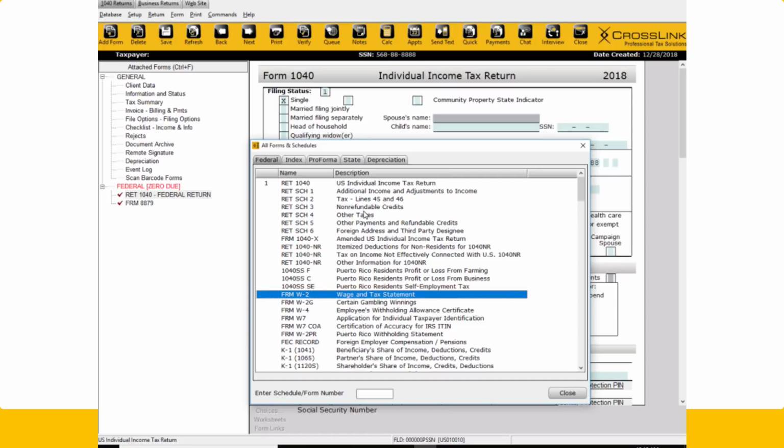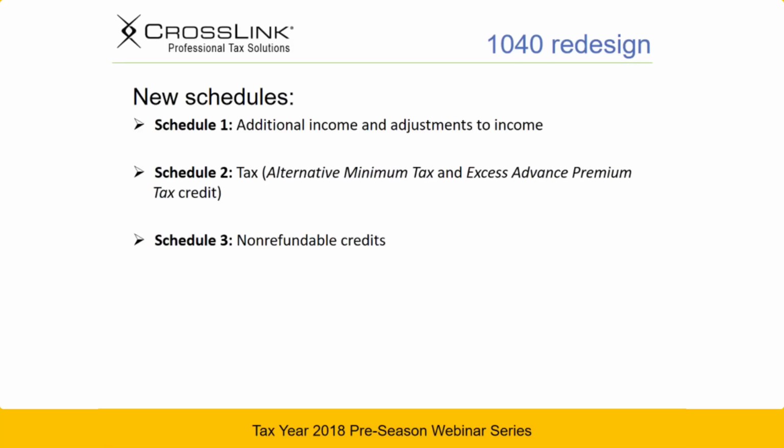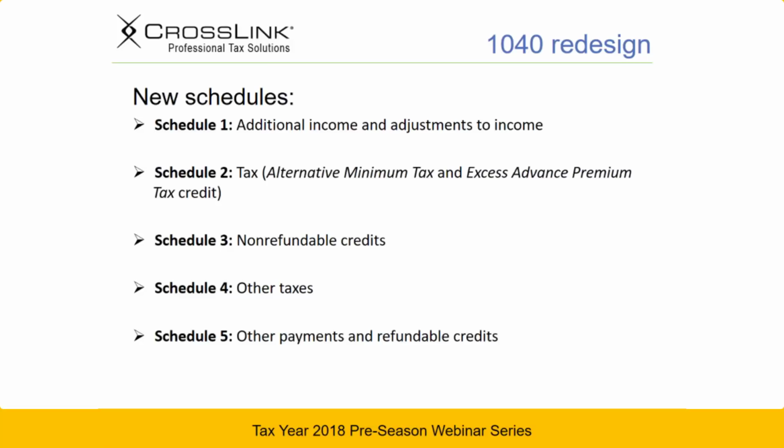So popping back into the program itself, again, the schedules that we were talking about include additional income and adjustments to income. Schedule 2 will be for tax and the alternative minimum tax and excess advanced premium tax credit. Schedule 3 will be non-refundable credits. Schedule 4 will be other taxes. Schedule 5 will be other payments and refundable credits. And finally, Schedule 6 will be for foreign address and third-party designee information. So the 1040 is shortened, but it doesn't mean it shortens the work for you as the tax professional. Instead, you'll be using these correlating schedules that'll be behind it.